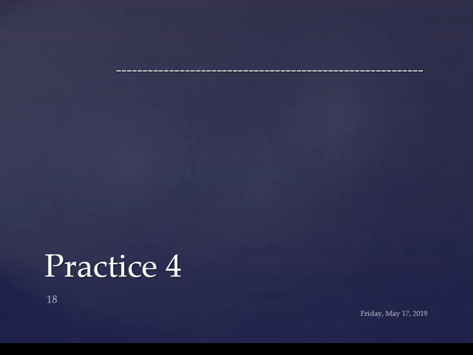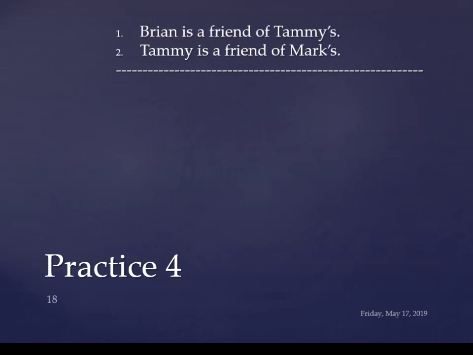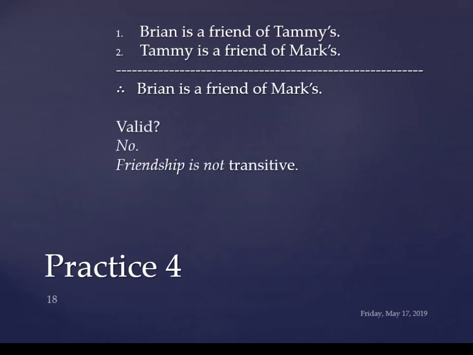Okay. Brian is a friend of Tammy's. Right? Tammy is a friend of Mark's. Okay, Brian is a friend of Mark's. All right, is that valid? No, it is not. It is not valid. Why? Because friendship is not transitive.